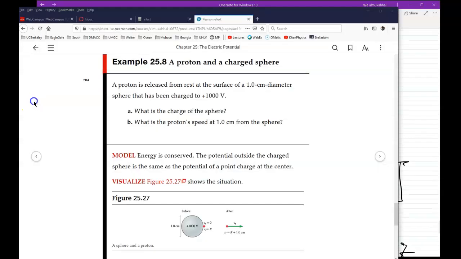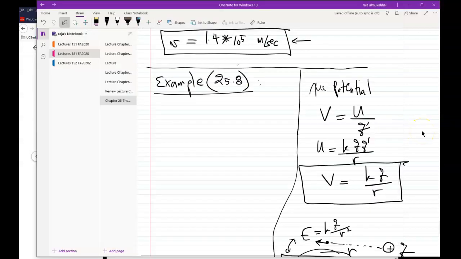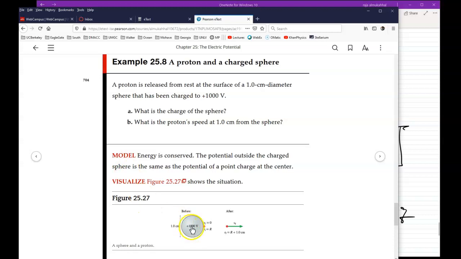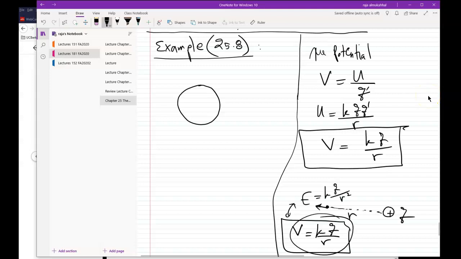Let me go back to it one more time. He said a proton is released from rest at the surface of a 1 centimeter diameter sphere that has been charged to 1000 volts. Now he's asking, what is the charge on the sphere? Well, let's forget about the proton for a minute. Here is the sphere. Look at the charge here. He said positive 1000. See that plus? It means this sphere is positively charged, and the charge on it is some Q that is positive.